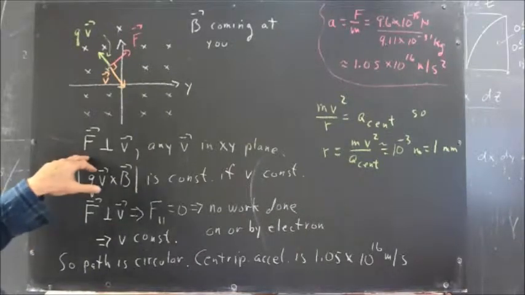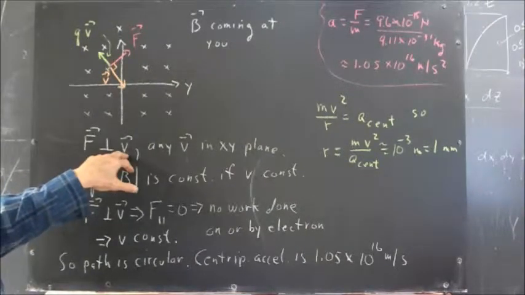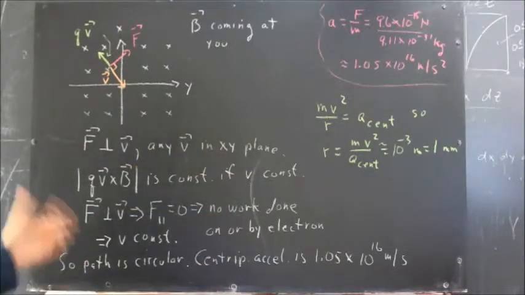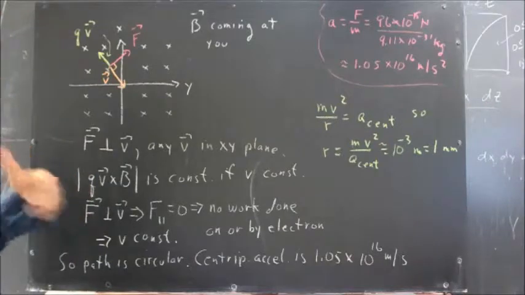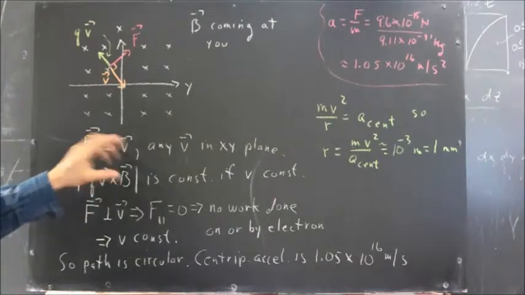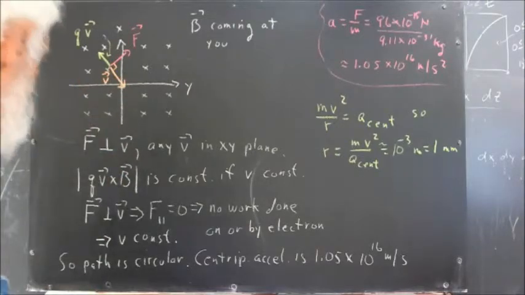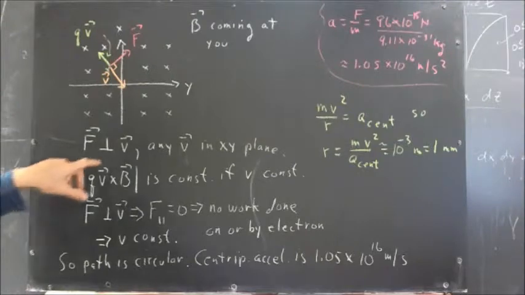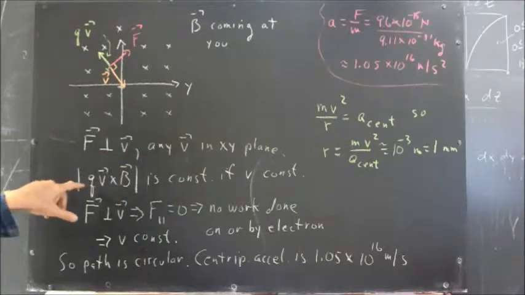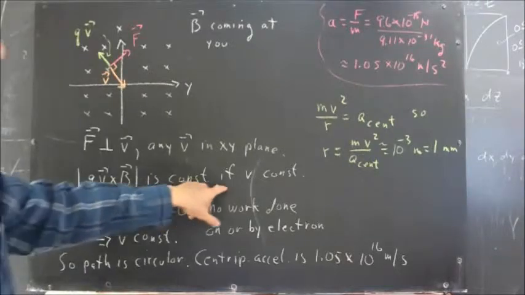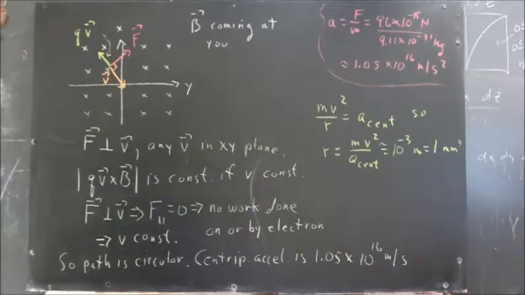First place, force is perpendicular to the velocity, and that's for any velocity in the xy plane. Of course, it's going to be true for any velocity in any direction. The force is perpendicular to V and to the magnetic field vector. Well, in this case, then magnitude of QV cross B is constant, provided V is constant. Okay, now why should V be constant?